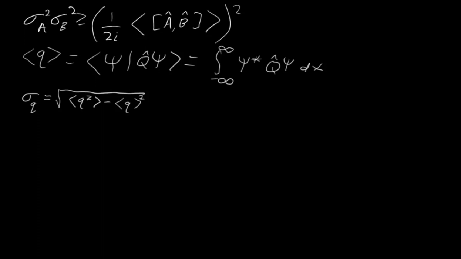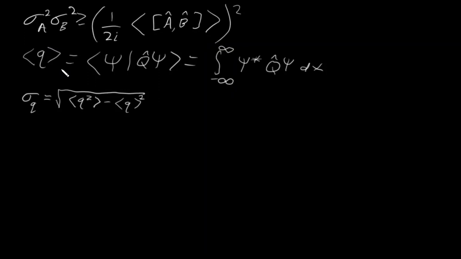These are just some equations that we've had in the past, mostly from section 2 that we've dealt with, right? This is the generalized uncertainty principle. Sigma a squared, sigma b squared, for two quantities a and b, is greater than or equal to 1 over 2i times the expectation value of this commutator, and then all of that squared.